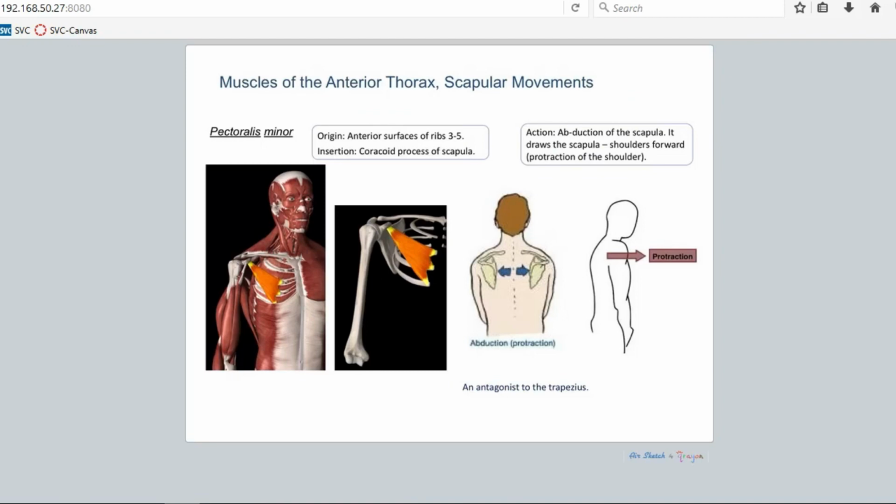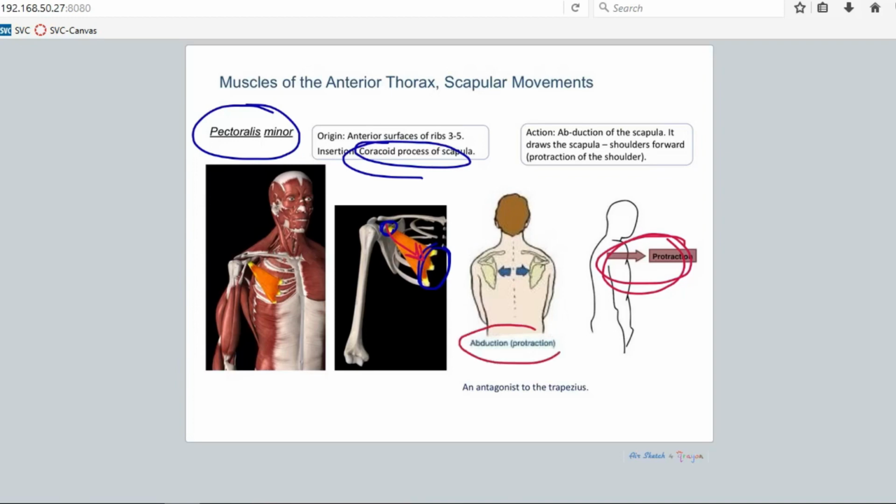Okay, now we're on the anterior thorax, and we're going to talk about the pectoralis minor. The pectoralis minor, the origin is on the ribs here, and the insertion is on the coracoid process of the scapula. Okay, that guy right there. So what's going to happen when this contracts? Well, the insertion moves towards the origin, and that causes protraction of the shoulder. Or another way to look at it is abduction of the scapula. It takes the scapula and moves it away from the midline, which is the same action as protraction of the shoulder.